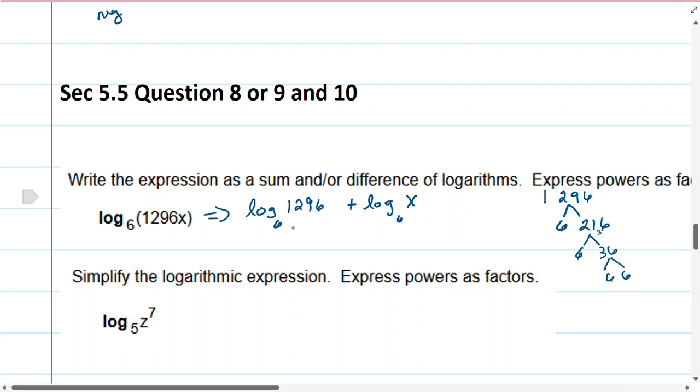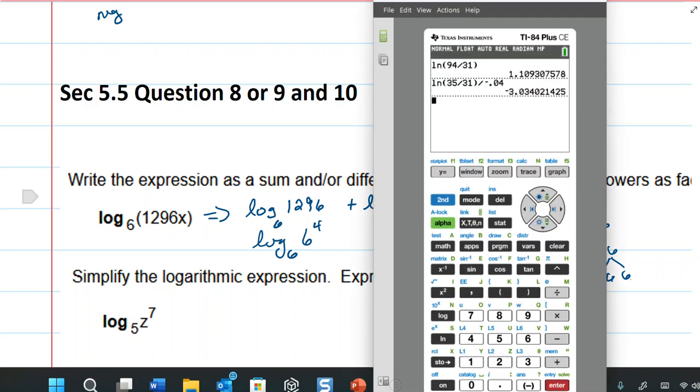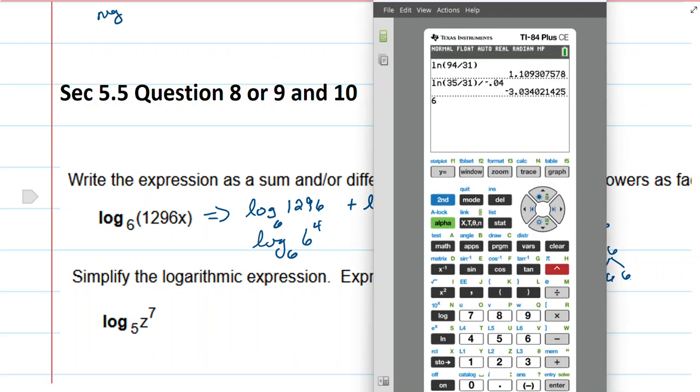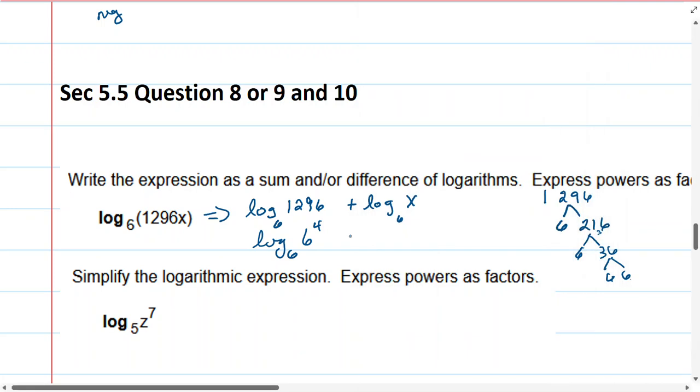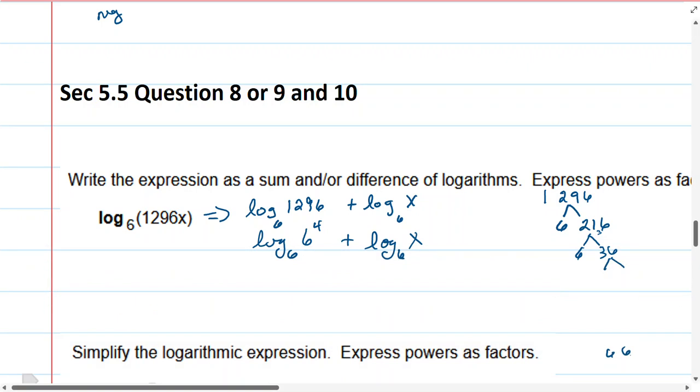Okay. So this is going to be log base 6 of 6 to the 1, 2, 3, 4. Sure I did that correctly. So plus log base 6 of x. So that makes it 4 plus log base 6 of x.